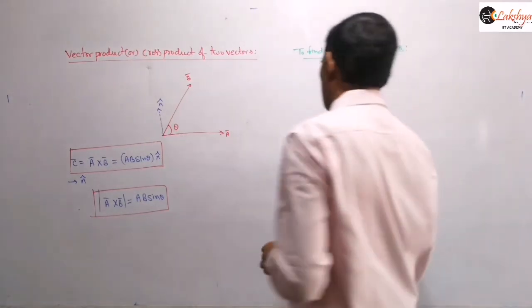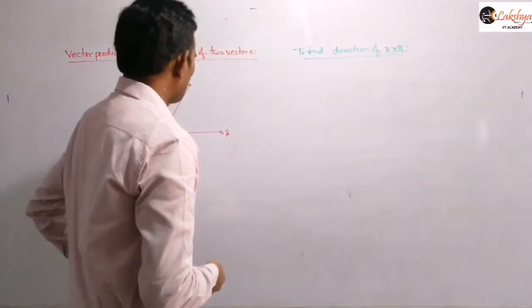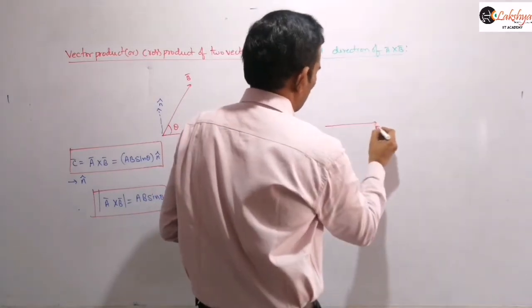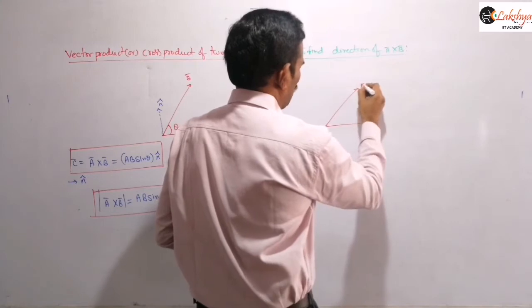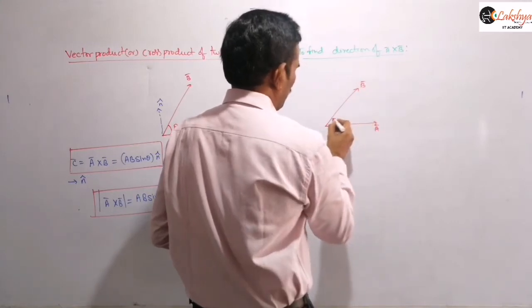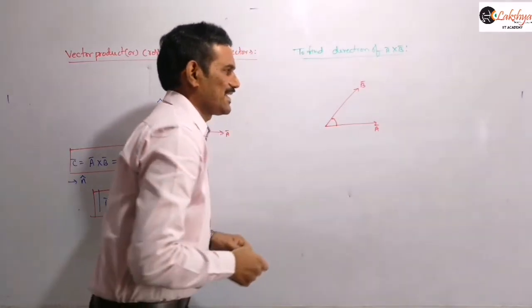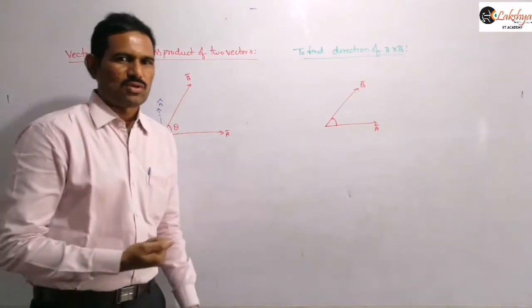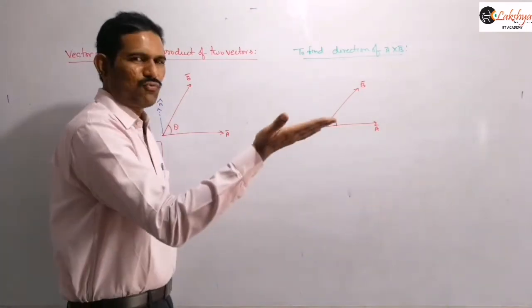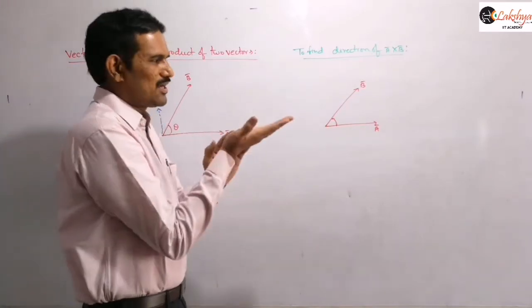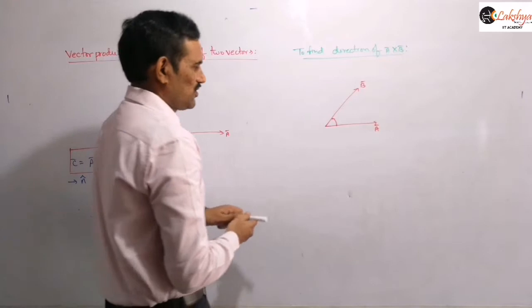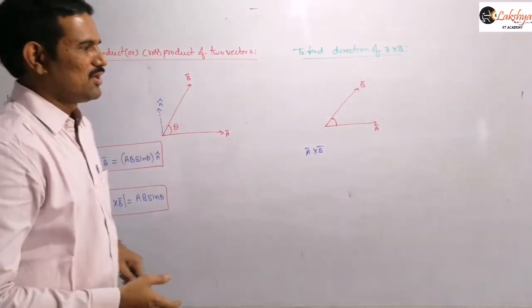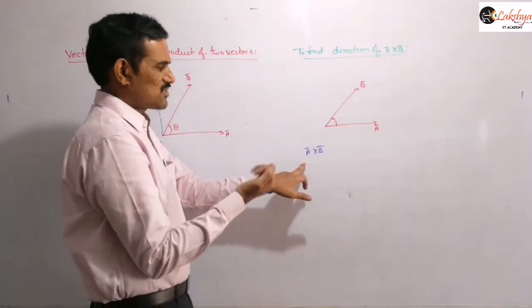First, suppose A bar and B bar are taken as in our previous diagram. A bar is like this and B bar is like this, both lying in the same plane. To find the direction of A bar cross B bar, we use the right hand thumb rule. The right hand rule is that we place the four fingers of our right hand parallel to the first vector. Here we are finding the direction of A bar cross B bar, so the first vector is our A bar.